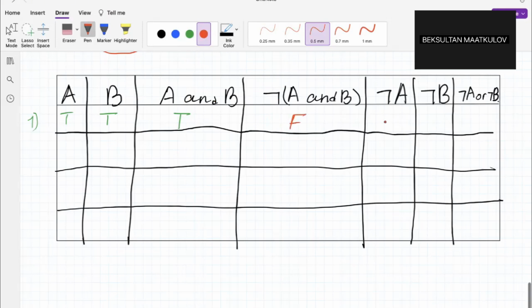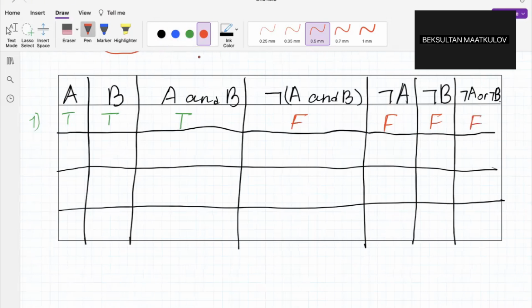Okay, what's the value of not A? False, because our A is true, so not A will be false. What about not B? False. What about not A or not B? In order to be true, you have to have at least one true, but here both are false, so it will be false. All right, that was our first column.